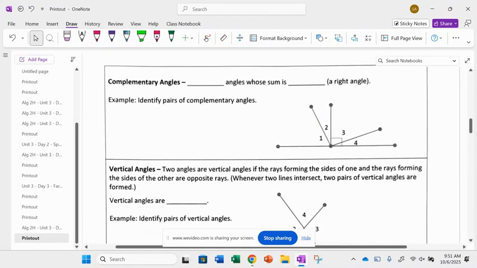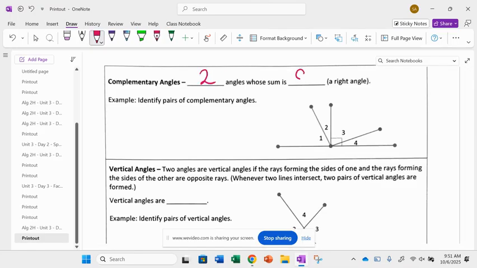Okay, so supplementary angles add up to 180. Complementary angles are two angles whose sum is 90 degrees or a right angle.